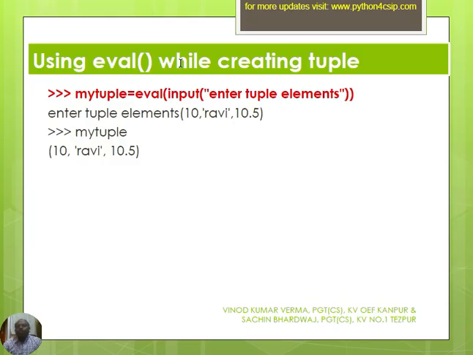So next, what is the use of eval while creating a tuple? What is the use of eval? my_tuple = eval(input("enter tuple elements")). So here, enter tuple elements: 10, Ravi, 10.5. So my tuple is 10, Ravi, 10.5. Eval is a function. You can assign integer, string and decimal values, or a combination of integer, string and decimal values. So you can use the eval function. So we can execute this one.